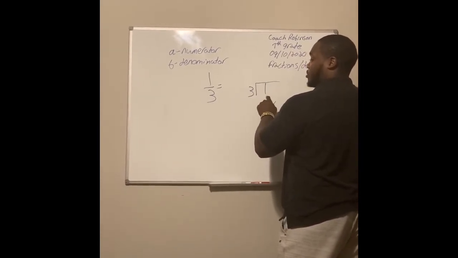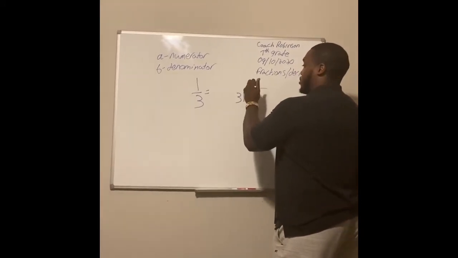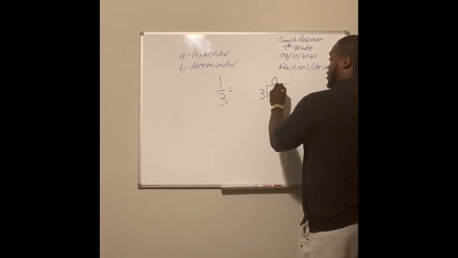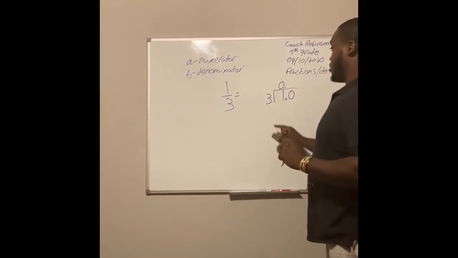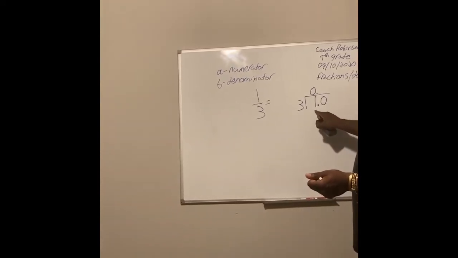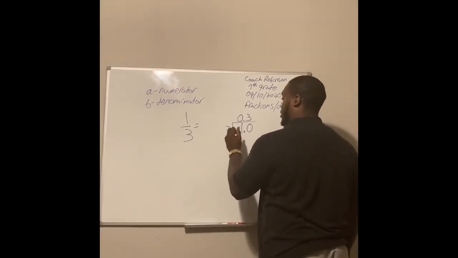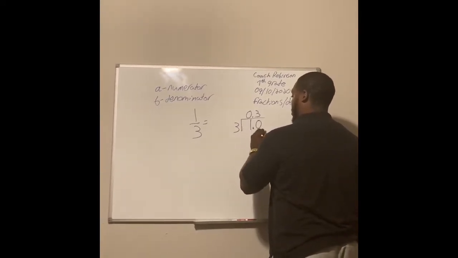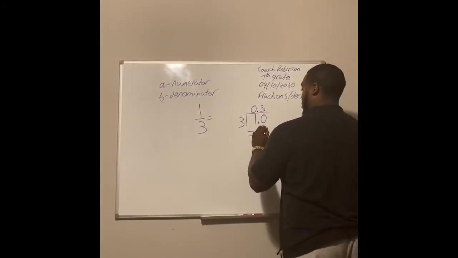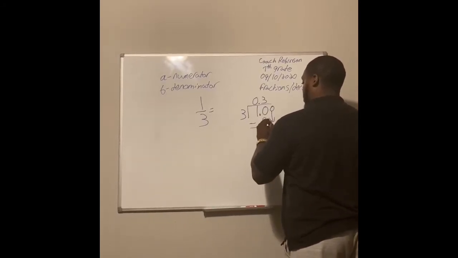3 cannot go into 1, okay? So that's where our 0 comes in. And anytime you put a 0 up here, you want to put a decimal here, you're going to bring a decimal down here, and you want to add a 0 here. So now 3 times 3 is 9. 9 is the closest you can get to 10 without going over. So we want to add our 3 here, right? So that'll give us 0.9 minus that. 1.0 minus 0.9 is 0.1. Then you would have to add a 0 to drop.